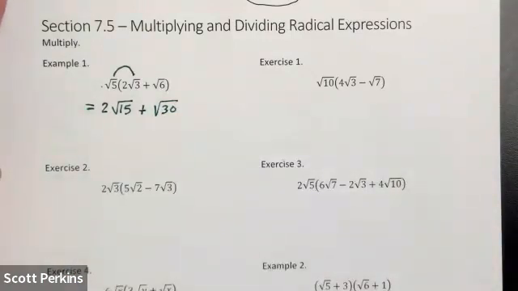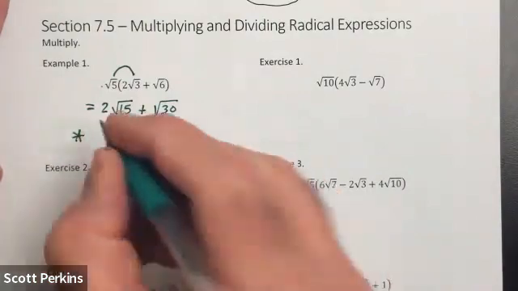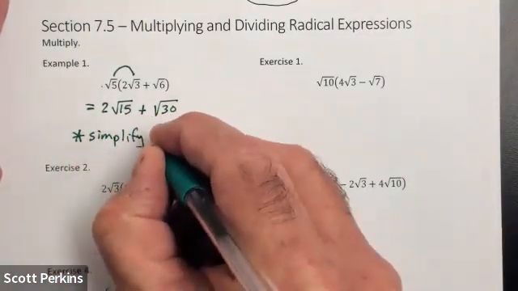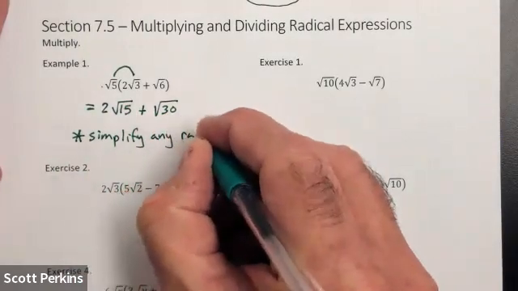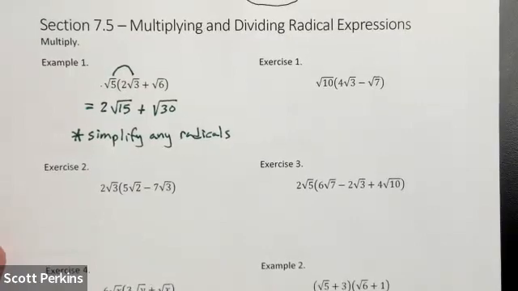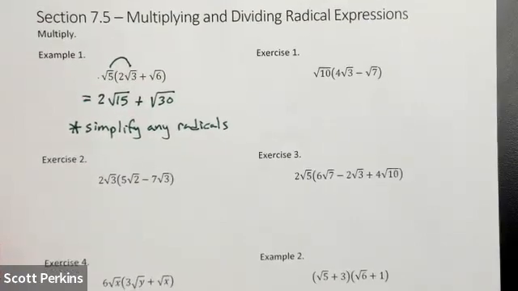This particular problem we're done, but I'm just going to make a little note for you. If you can, you simplify any radicals. Those two numbers, 15 does not have a perfect square factor, a factor from our list. 30 does not either. Okay, that's going to happen at some point on our sheet as we go through, so just be aware, keep your eyes on the lookout.